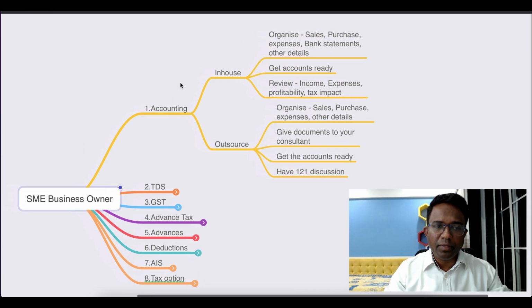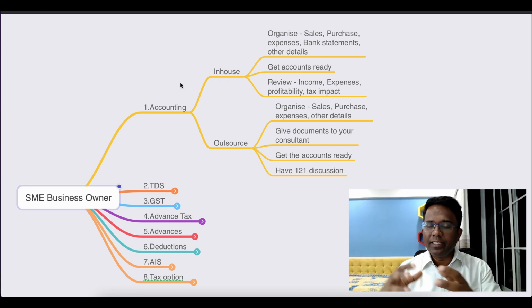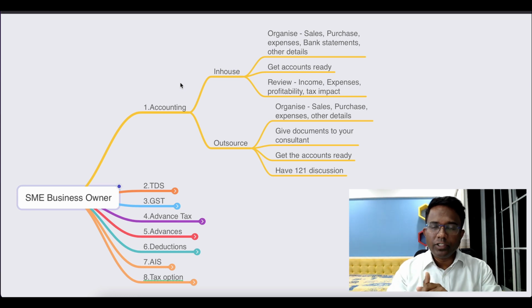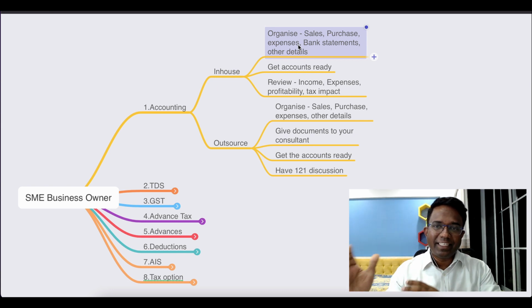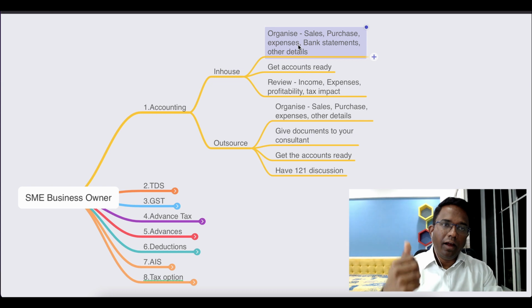In case of SME business owners, there could be two possibilities. Either they have their own in-house team, where in their team size they have considered one person who also handles accounting, or they have one, two or three people in an accounts department internally. In that case you just need to ask your team or the accounts people to organize sale, purchase, expense, bank statement and other details so that you will get the insights, because accounts is not something which we need to hate, right? It is the tool to get the insights on our financial part.